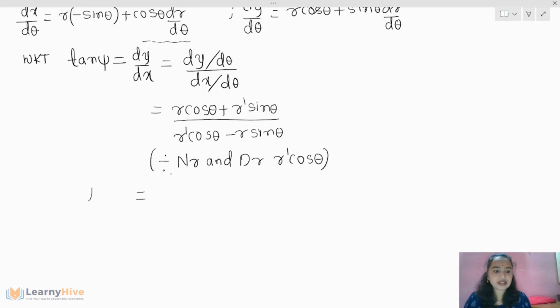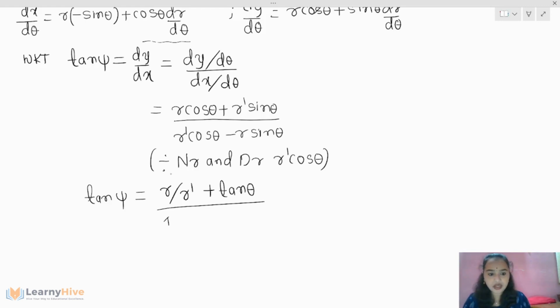So this implies tan psi on the LHS will be as it is. On dividing by r dash cos theta, we get, see, in the first term cos gets cancelled, so we are left with r divided by r dash, plus r dash gets cancelled, and sine by cos is nothing but tan theta. So this whole divided by, again, r dash cos theta divided by r dash cos theta gives 1, minus r divided by r dash, sine by cos, which is tan theta. So let us note this as equation number 2.